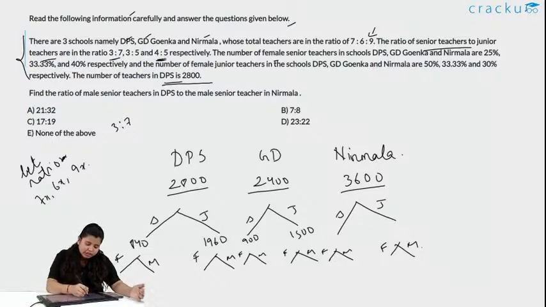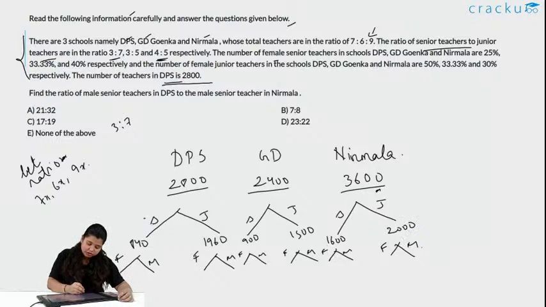The other ratio is 4:5 for Nirmala. So, again 4 plus 5 is 9. What we are doing is dividing the total by 9. If you divide it, what do you get? 400. So, what is the unit? 4 4s are 16, that is 1600, and 4 5s are 20, that is 2000. Either you multiply or just subtract them, you will get this.